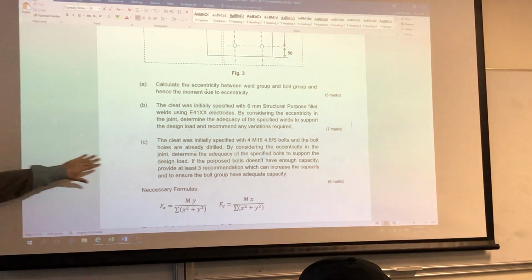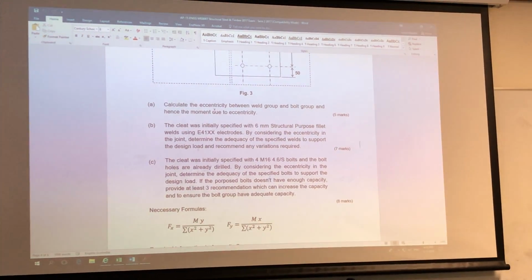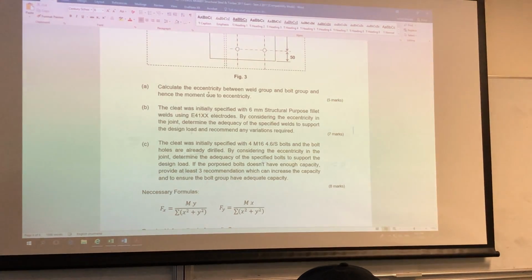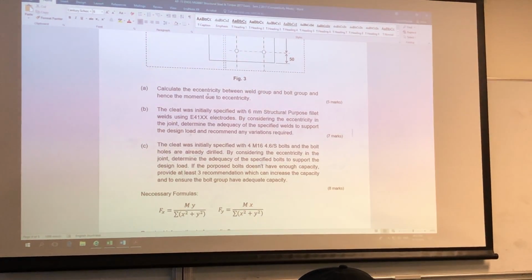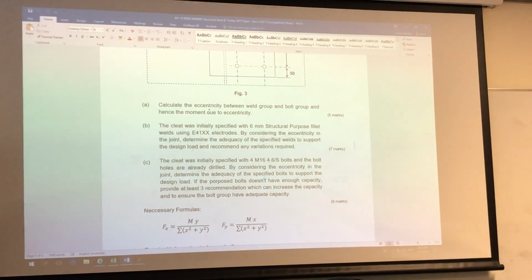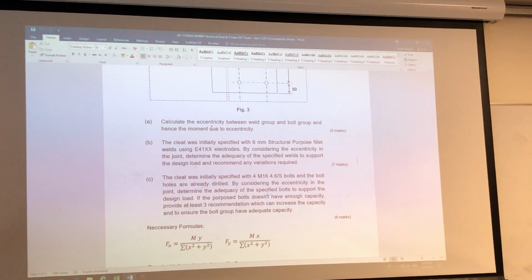So let's say, in this case, we stick to those hole sizes. It says that by considering the eccentricity in the joint, determine the adequacy of the specified bolt to support the design load. If the proposed bolt doesn't have enough capacity, it means the connection will fail, so you have to do something, right?